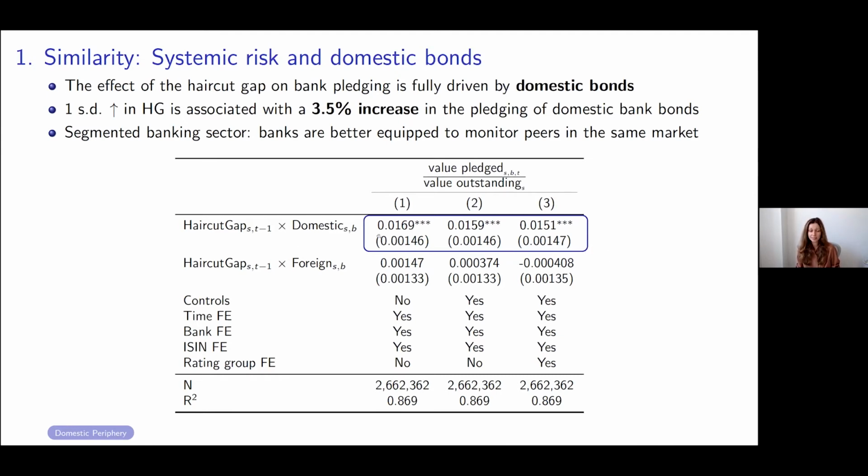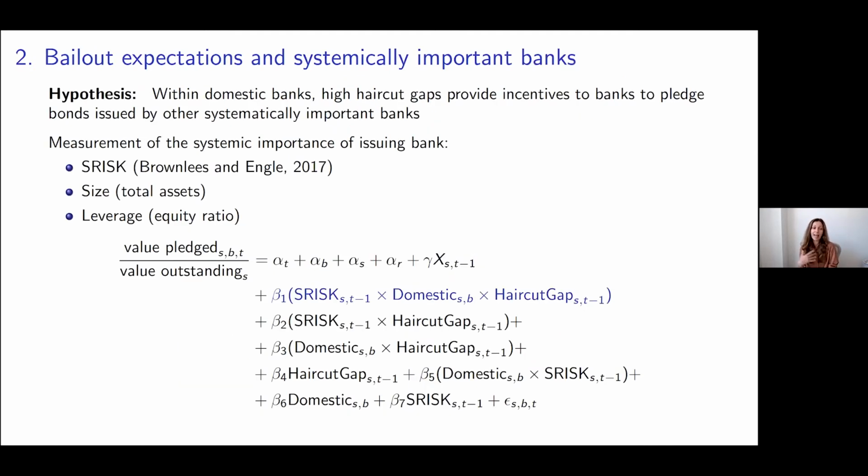Now, because I said that the domestic bank bonds are more important, let me go inside of the domestic banks and unpack this a little bit more when thinking about this bailout expectation theory. In other words, the hypothesis I want to test here is that within the domestic banks, I should observe that higher haircut gaps provide incentives to banks to pledge bonds issued by other systemically important banks.